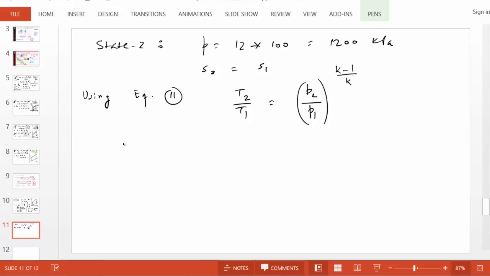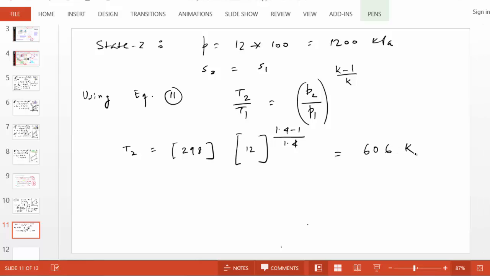So substituting, we get T2 equals T1, which is 298 Kelvin, times P2 over P1, which is 12, to the power of (1.4 minus 1) over 1.4. And if you do the calculations, it comes to about 606 Kelvin.